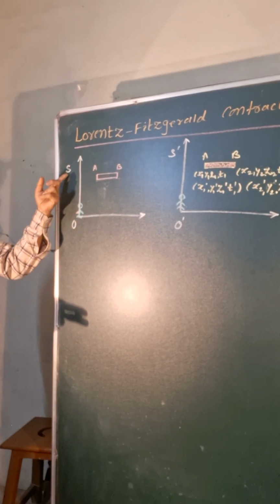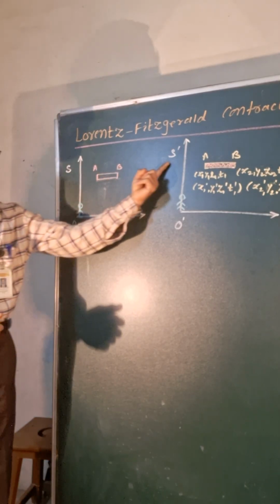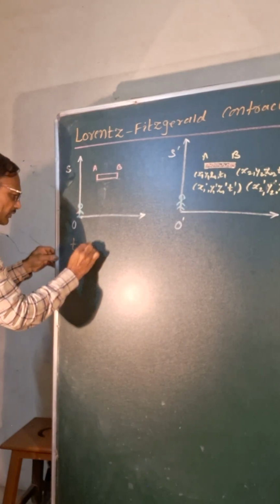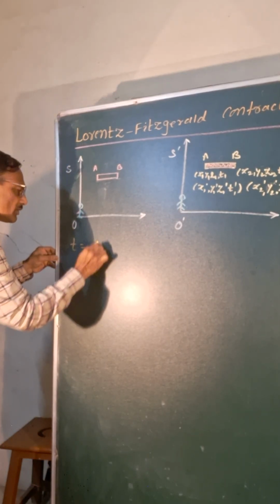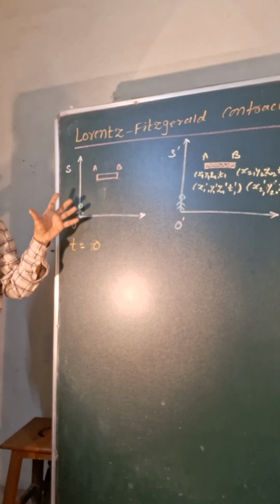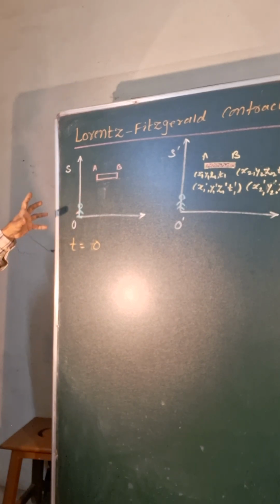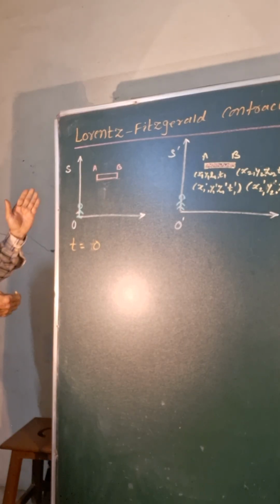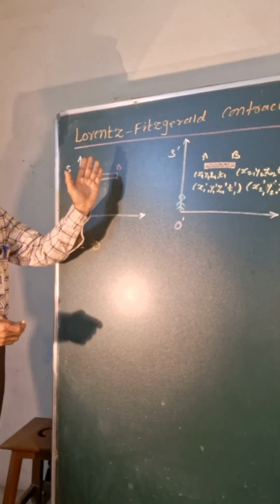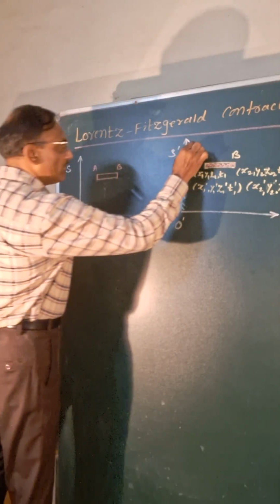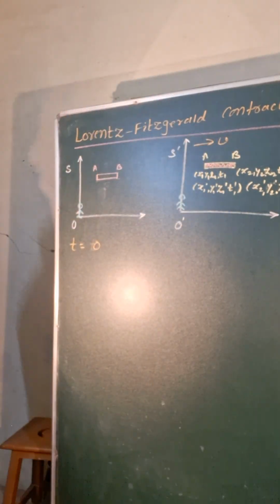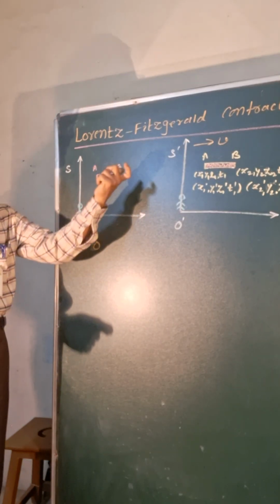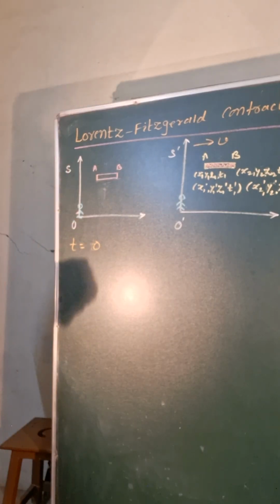Here, initially the frame S is stationary while frame S dash is moving. At time t equal to 0, both the frames S and S dash are superimposed on each other and coincide with each other. When time starts, the moving frame S dash starts moving with velocity v along the positive direction of the x-axis. The rod AB also moves with the same velocity as the S dash frame.